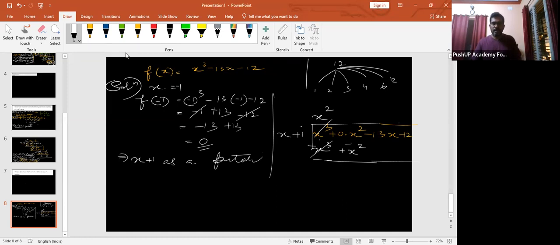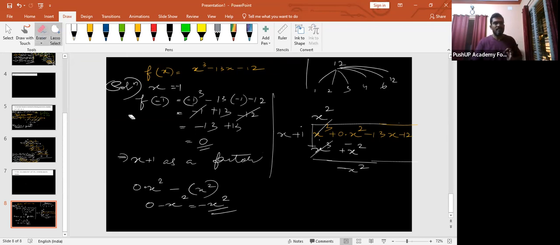So x cube minus x cube, they both will get cancelled. 0 times x square minus positive x square, right? 0 times x square is what? 0 itself, no? So what is 0 minus x square? It's minus x square, as simple as that. Basic maths, right? So here it is minus x square. Now got it, Anika?